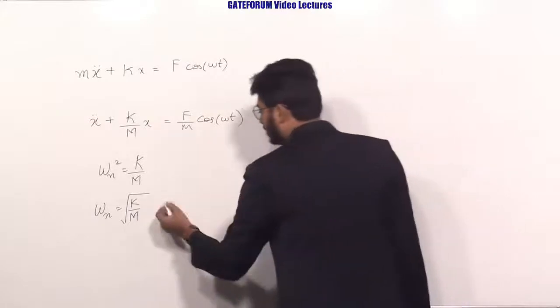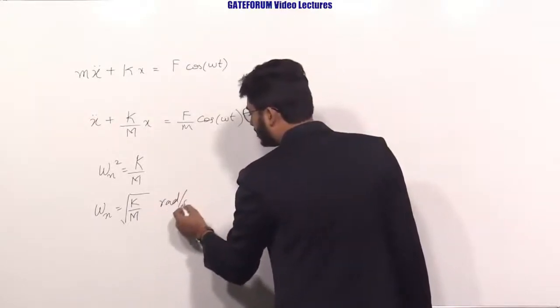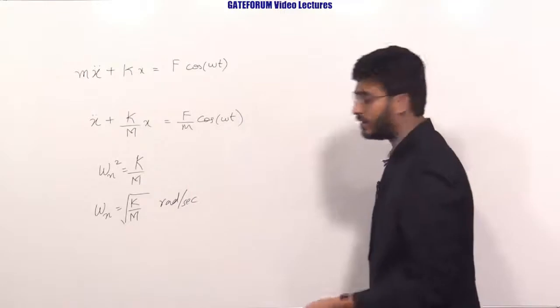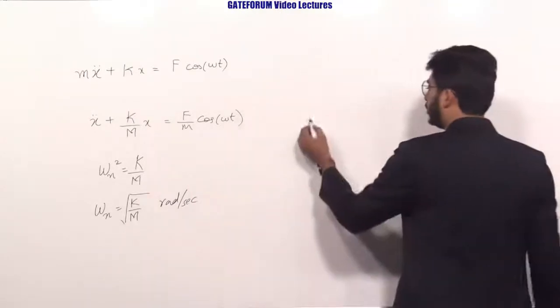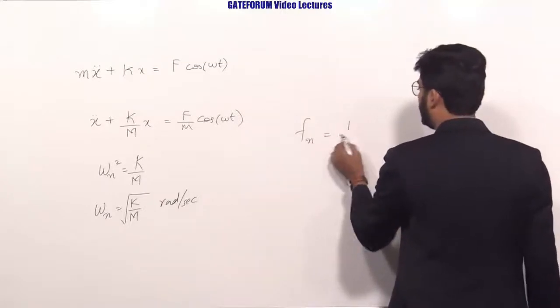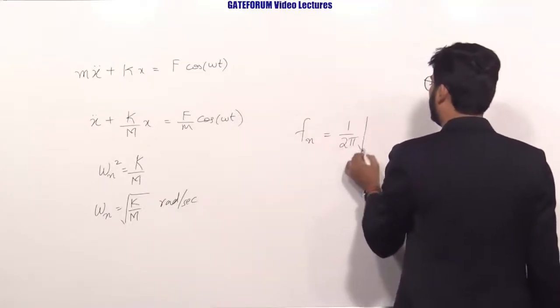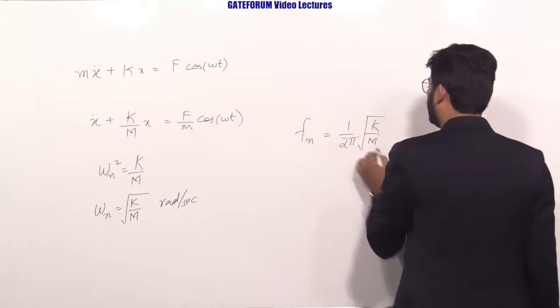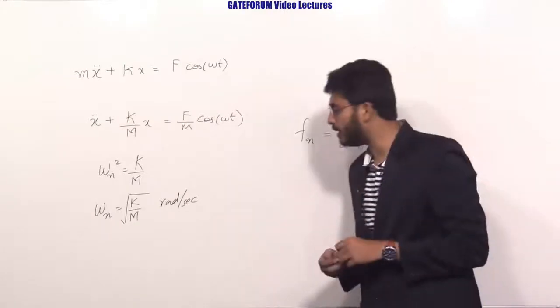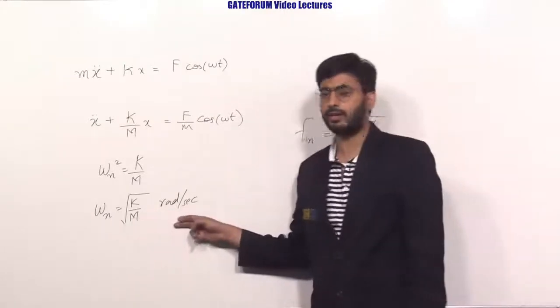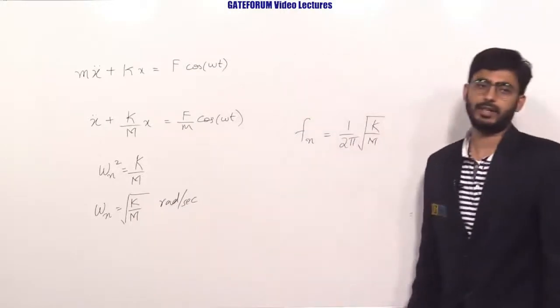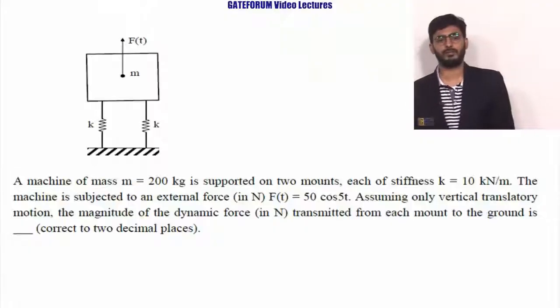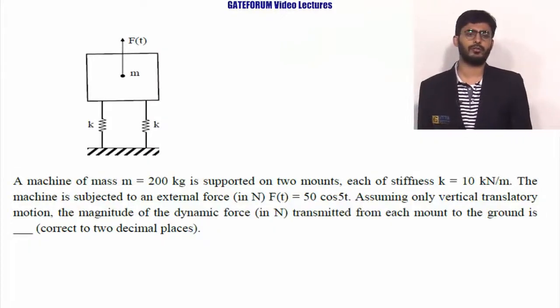If this is expressed in radians per second, since he is asking you to calculate in terms of omega, it has to be in radians per second. If he is asking you to compute in terms of hertz, this will be divided by 2 pi times root over k by m. Here the computation is only limited to omega n, so the option will be D, root over k by m. This is the end of the answer. This question belongs to the topic vibrations, from the subtopic forced vibrations.